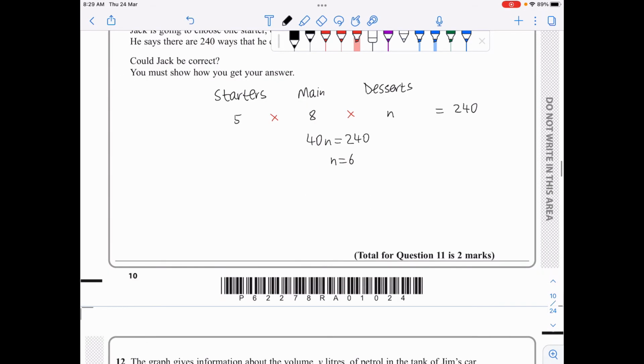So I'm just going to state this. Since n is an integer, Jack could indeed be correct. We would be certain that he was wrong if n turned out to be a non-integer, because we know that the number of desserts is certainly an integer, a positive integer.